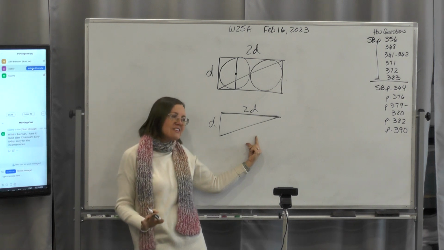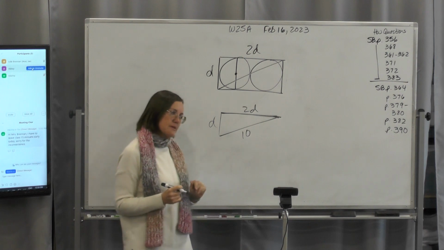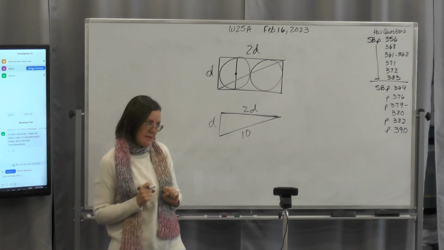No, but you have AB as the 10. Yeah. You have the base. But that's 2. So I have to use the Pythagorean theorem is my point. I can't use the special triangle.